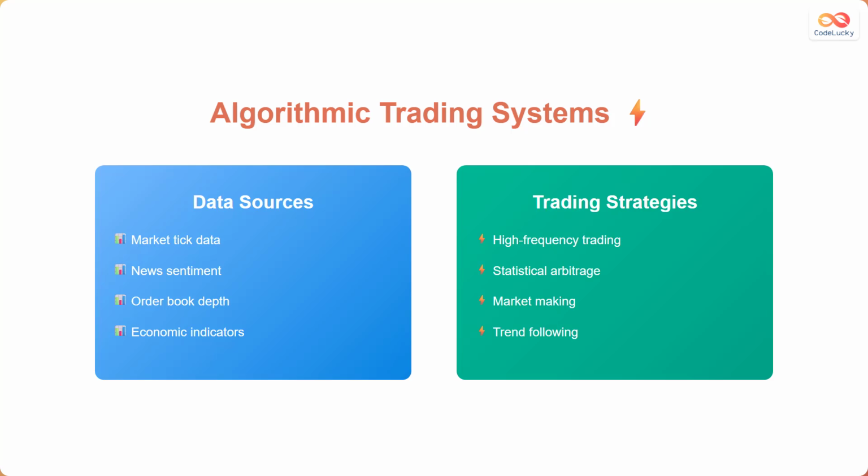Now let's delve into algorithmic trading systems. These systems rely on various data sources such as market tick data, news sentiment, order book depth, and economic indicators. Algorithmic trading strategies include high-frequency trading, statistical arbitrage, market making, and trend following.